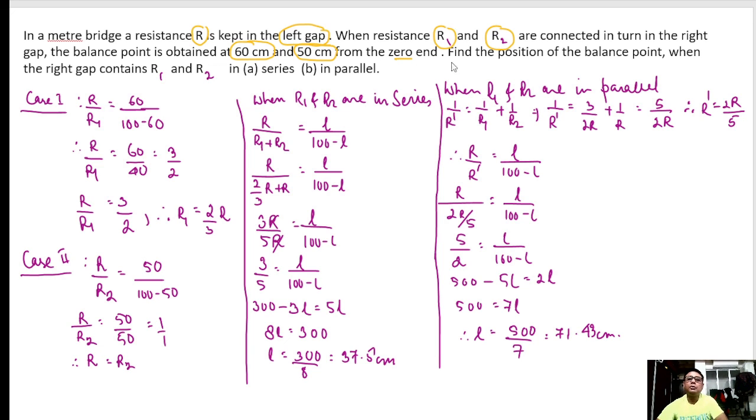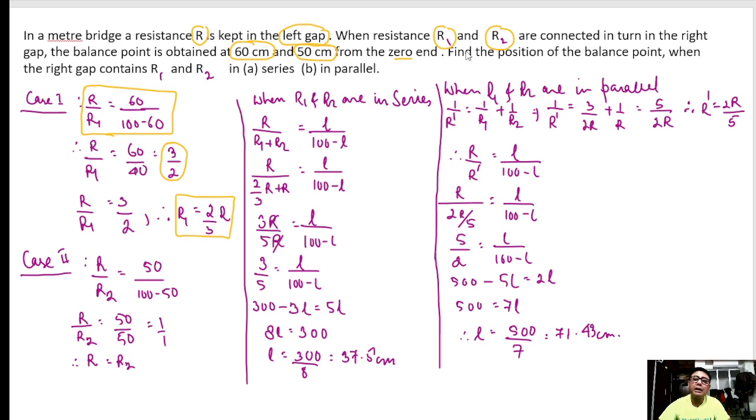So suppose when I connect R1, what will happen? The balance point is at 60 centimeters. So I will write R by R1 equal to L by 100 minus L. So it will be 60 by 100 minus 60, which is coming, R by R1 is coming 3 by 2. So R1 is coming 2 by 3 R.